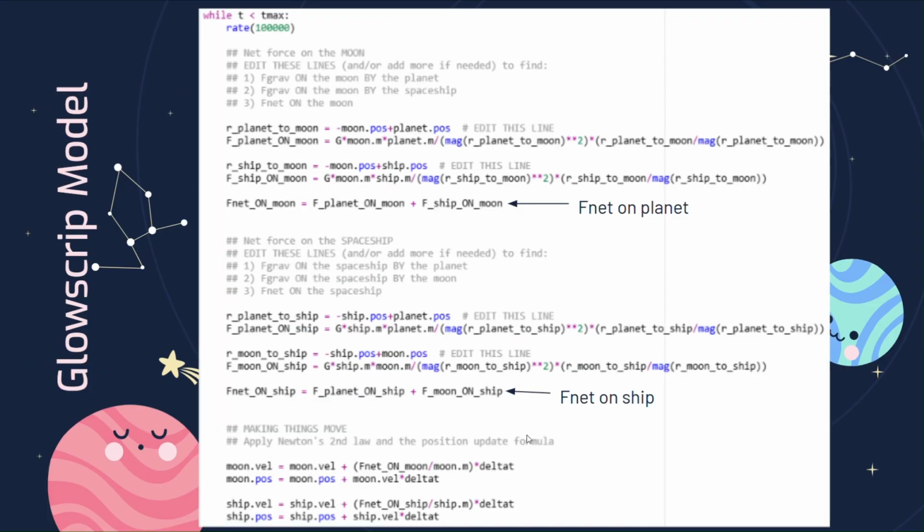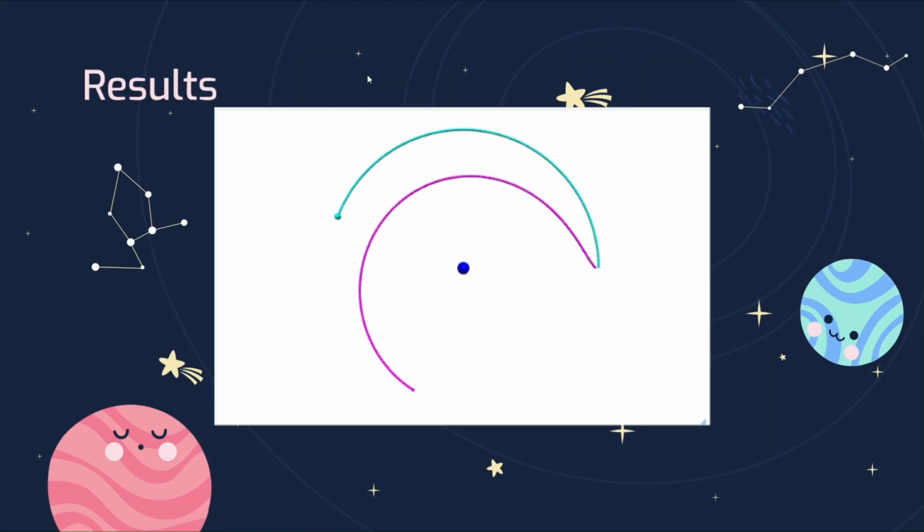This is a little bit more of our GlowScript model from part 2, and here we have our F net on the planet, and this is our F net on the ship. And here are the results from part 2, and as you can see, none of these are colliding, and none of these are colliding with the black hole.